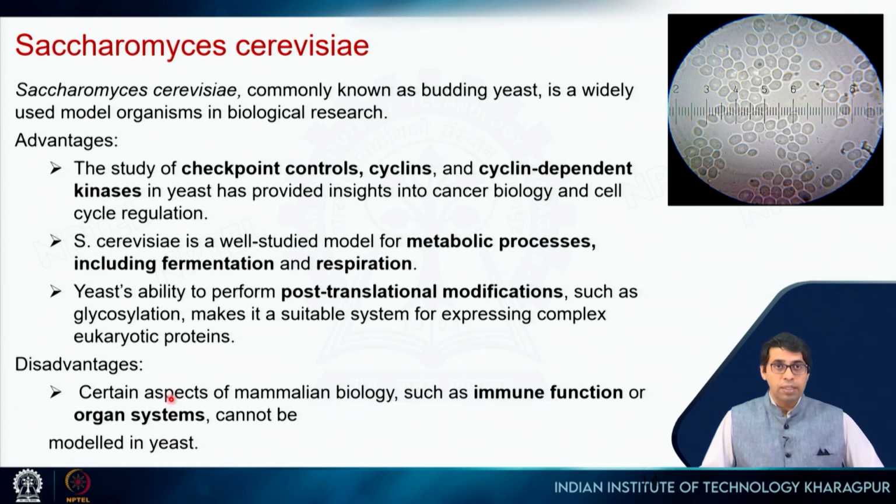So, what are the disadvantages? Since it is a unicellular organism, it lacks organ systems and it lacks more complex biological systems such as immune function. So, you cannot study the immune system using this type of unicellular organism.